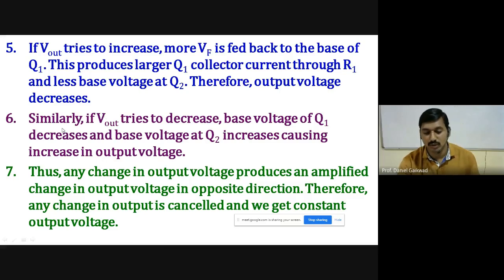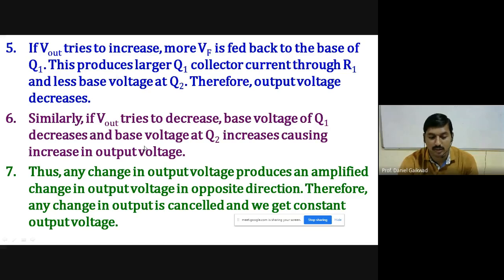Similarly, exactly opposite: if V out tries to decrease, the base voltage of Q1 decreases and the base of Q2 increases, causing an increase in output voltage. If the base increases, the series pass element will increase the current, and accordingly that current will flow through the resistance and the potential will increase. So if V out tries to decrease, this circuit will again increase output voltage, so the output voltage remains constant. These 2 points are very important.